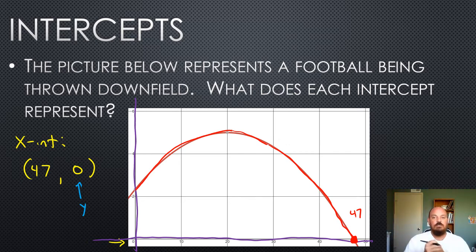I asked you, what does the intercept represent? The x-intercept represents where the football hit the ground after he threw it. And we don't really know what we're measuring in, maybe yards. Football is measured like a football field's 100 yards. So maybe we'll say that. The guy threw the football and it landed, it hit the ground 47 yards downfield.